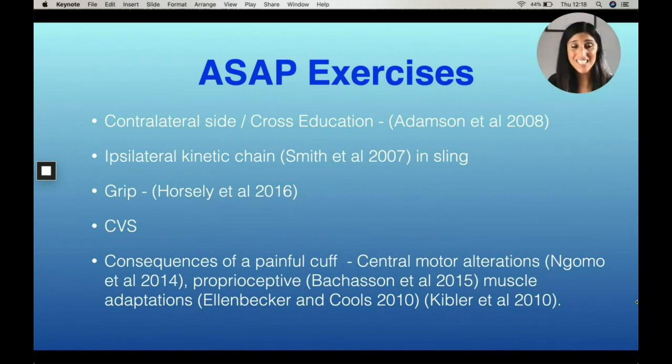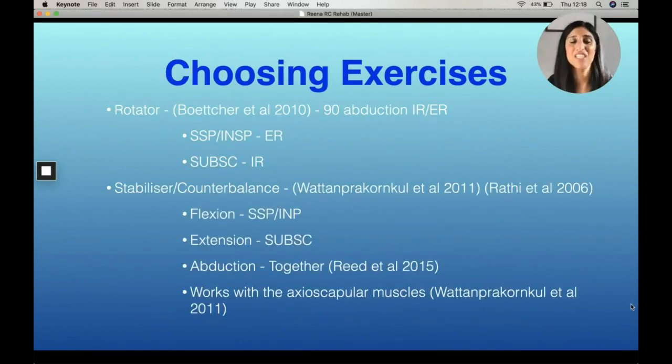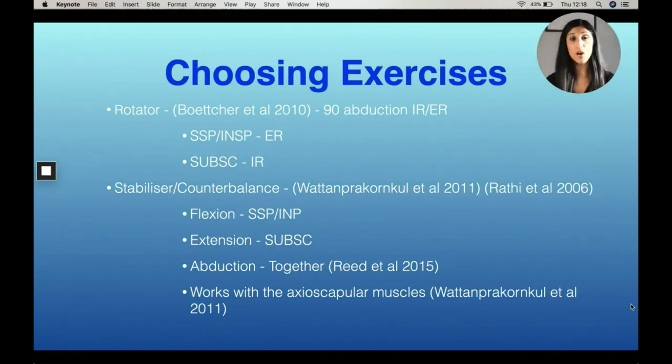The cardiovascular system, to keep that ticking on. And also considering the consequences of having a painful rotator cuff for a long period of time and how that might impact your exercises. So there'll be central motor alterations, there'll be proprioceptive deficits and muscle adaptations as described by Ellenbecker and Cools with that reduced posterior tilt and upward rotation of the scapula. So choosing exercises, what does the rotator cuff do? Well, we know it's a rotator.